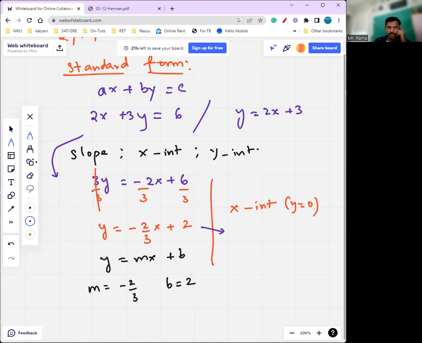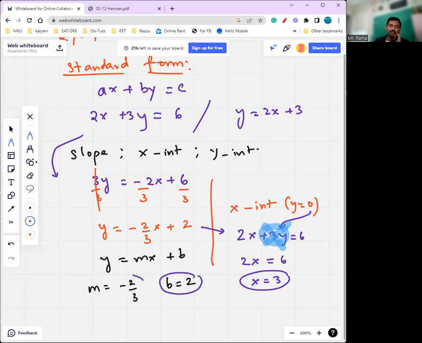Yeah, that's correct. So I can take the first equation, which is 2x plus 3y equals 6. I'll put in y equals 0, and this becomes 0, no more. So you end up with 2x equals 6. Then x equals positive 3, right? So the x-intercept is 3, the y-intercept is 2, and the slope is negative 2/3. Everybody understanding this?